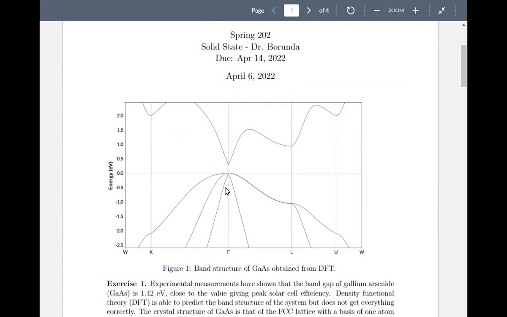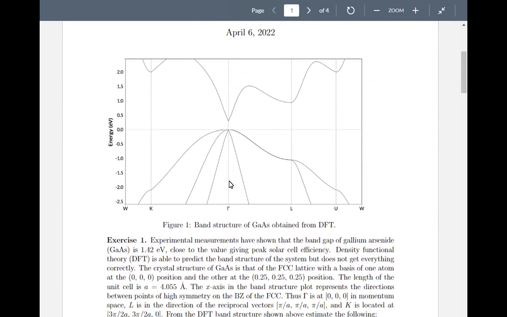The first one is the band structure for gallium. You guys have seen this in the book, but this is actually one that was calculated with DFT. One of the important things to know about DFT is that it gets things wrong, right? It's really good at some things, but it's not really good at everything.